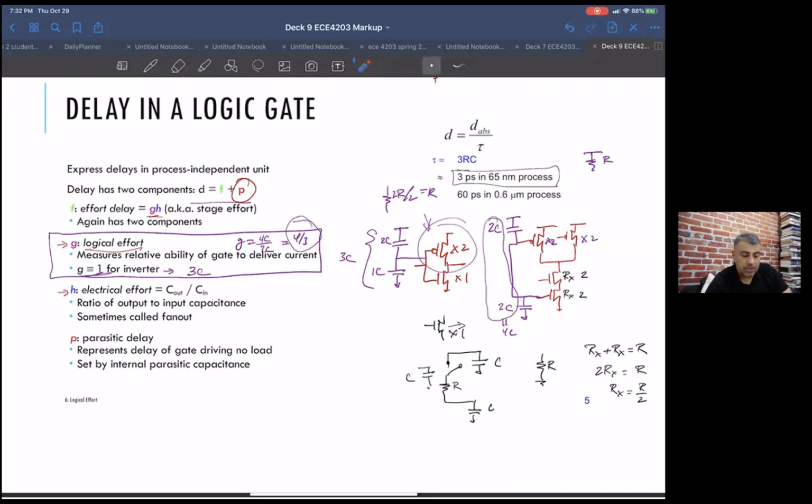Okay, so the next thing, and this one's a little bit simpler, is called the electrical effort. It's this guy down here.